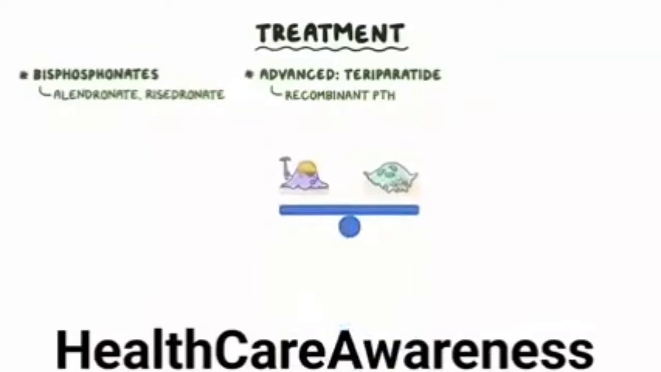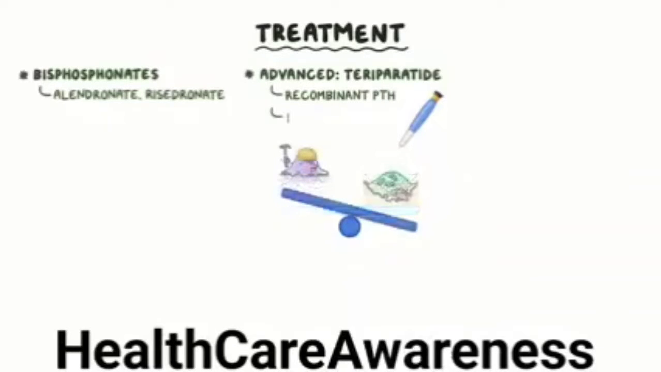Treatment for osteoporosis usually relies on bisphosphonate drugs, like alendronate and risedronate. If osteoporosis is really advanced, teriparatide, a recombinant parathyroid hormone, can be used. Now, even though parathyroid hormone stimulates bone resorption, it's been found that intermittent injections with teriparatide activates osteoblasts more than osteoclasts, therefore increasing bone formation.